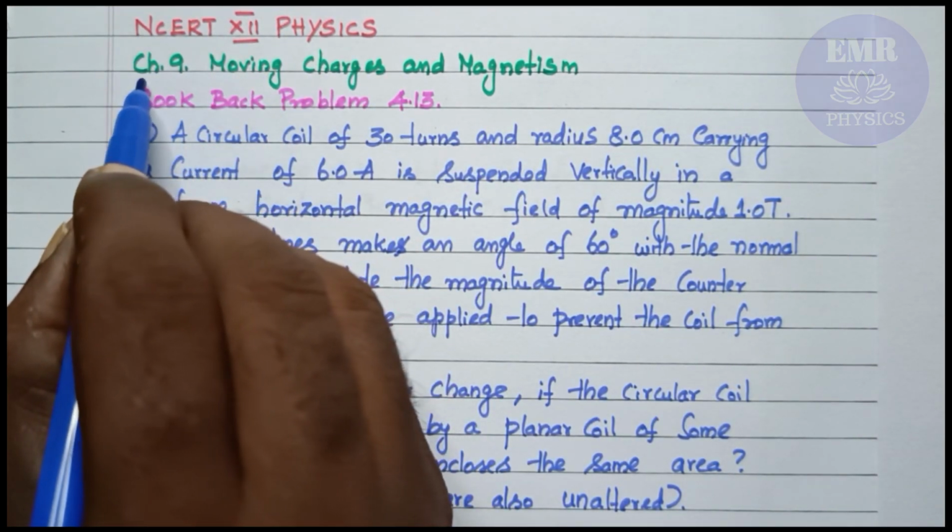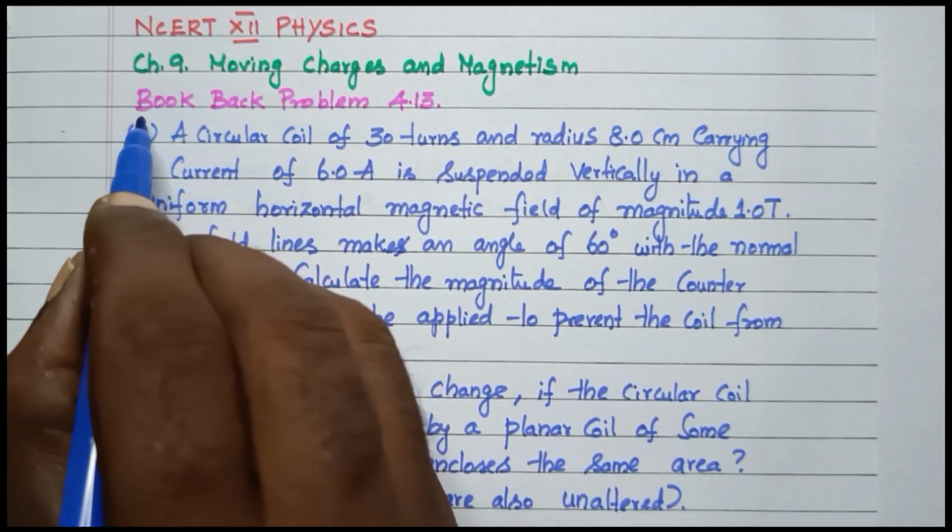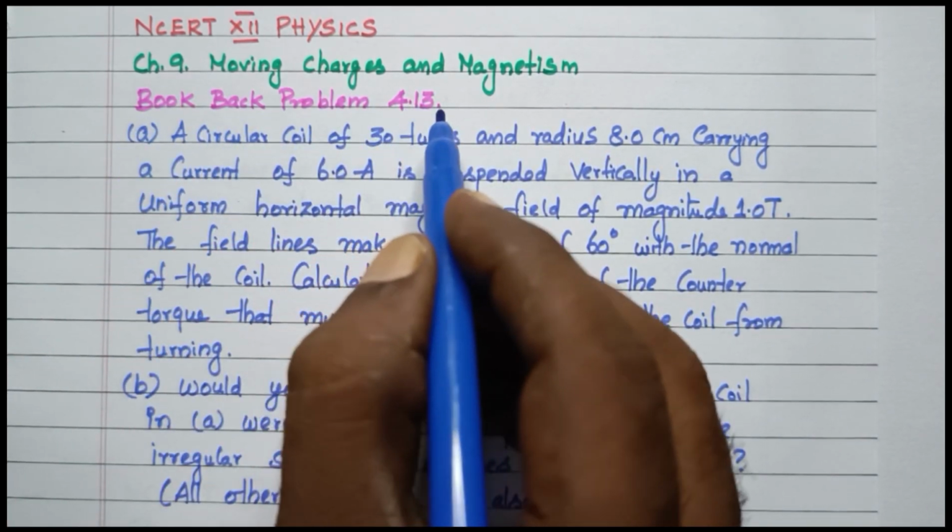We are solving the numerical problems given in Chapter 9 Moving Charges and Magnetism. In this video, we are going to see how to solve the book back problem 4.13.